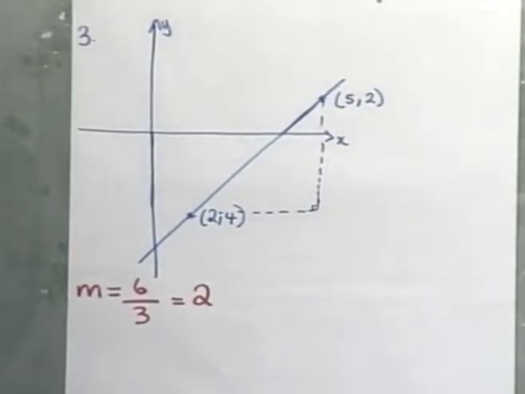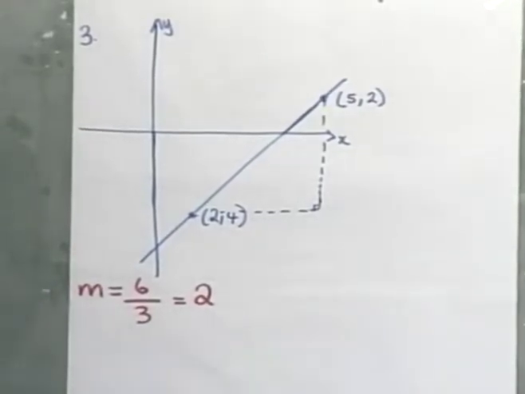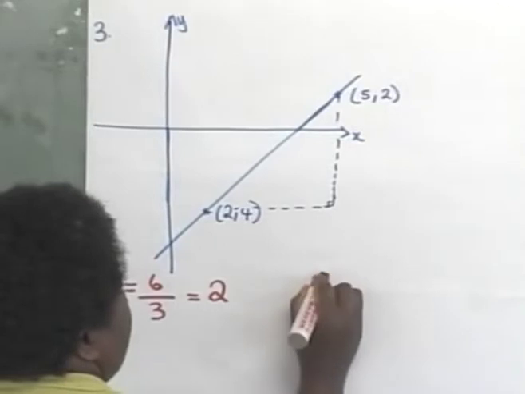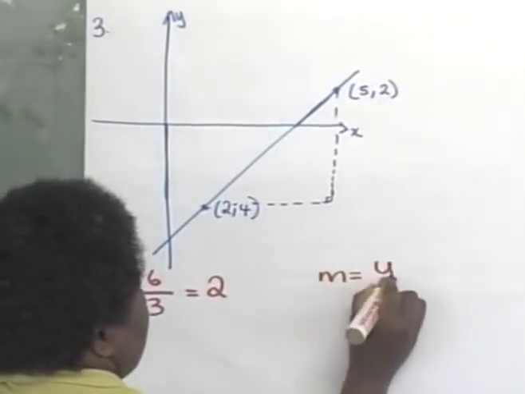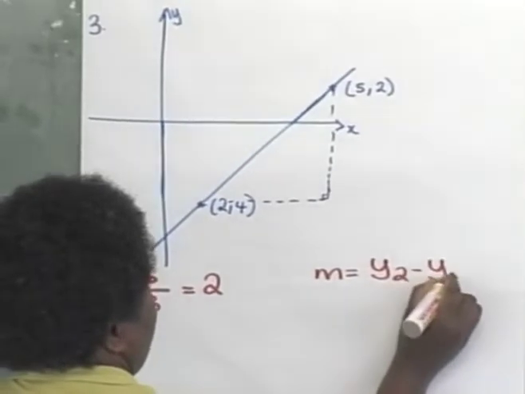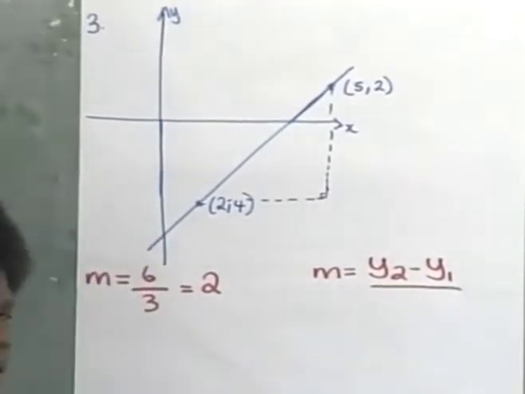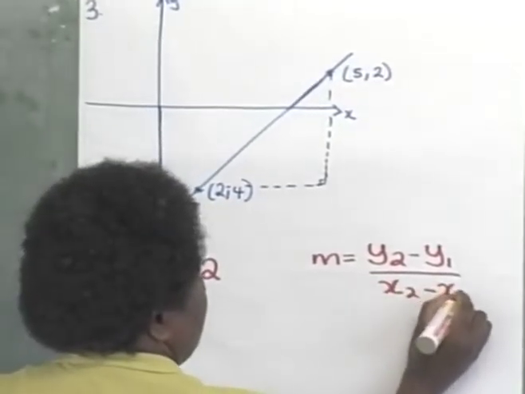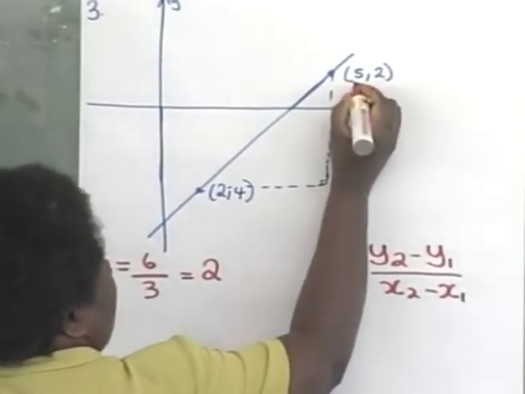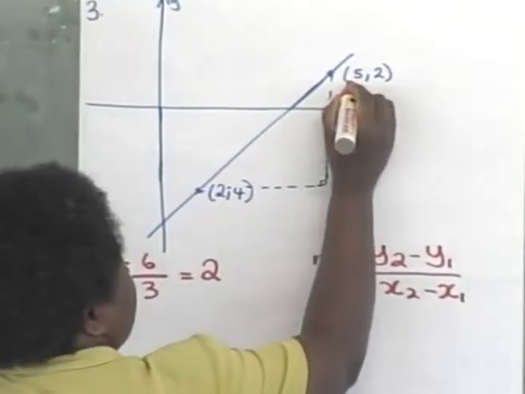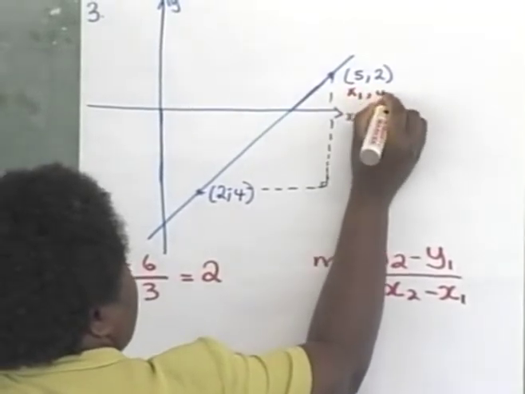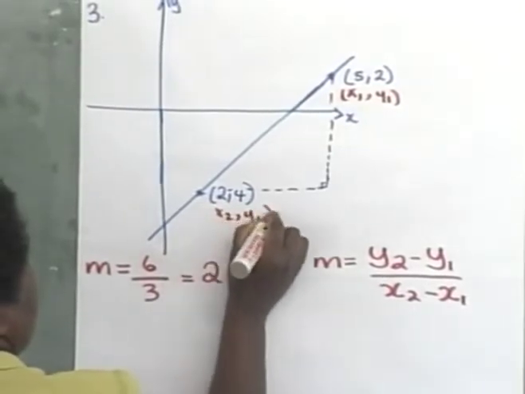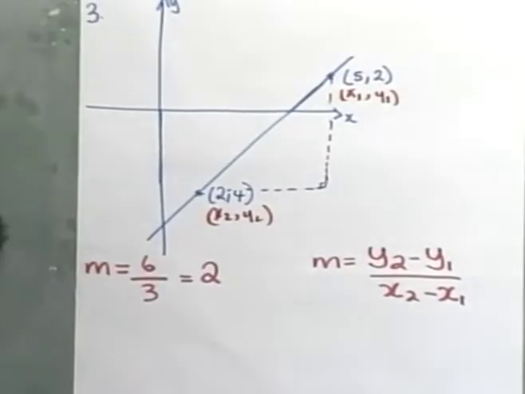Another way to work out the gradient, if you are given 2 points and you don't have to find the rise and the run, is to use a formula given as y2 minus y1 over x2 minus x1. And all you have to do is, one of these points is x1, y1, and the other will be x2 and y2. It's like the first point and the second point.